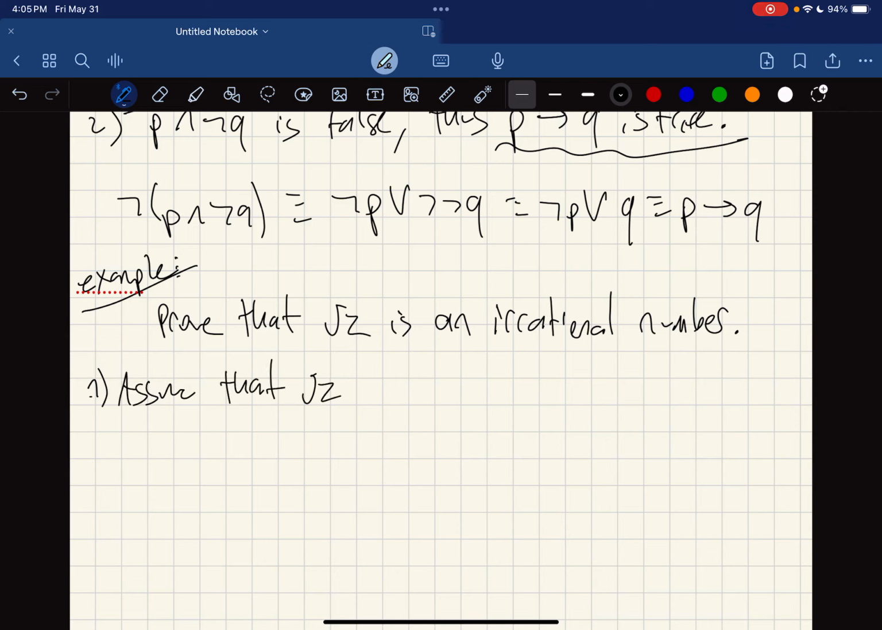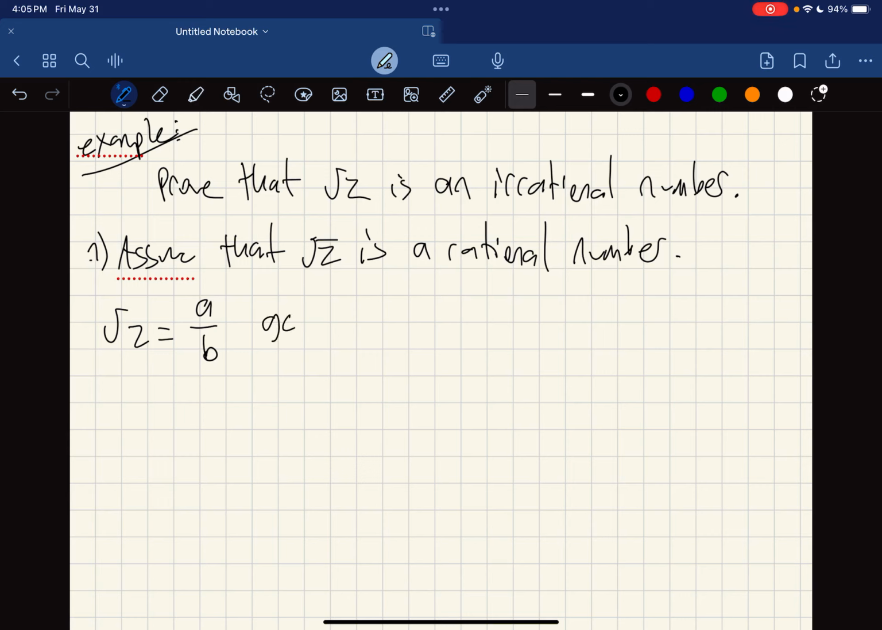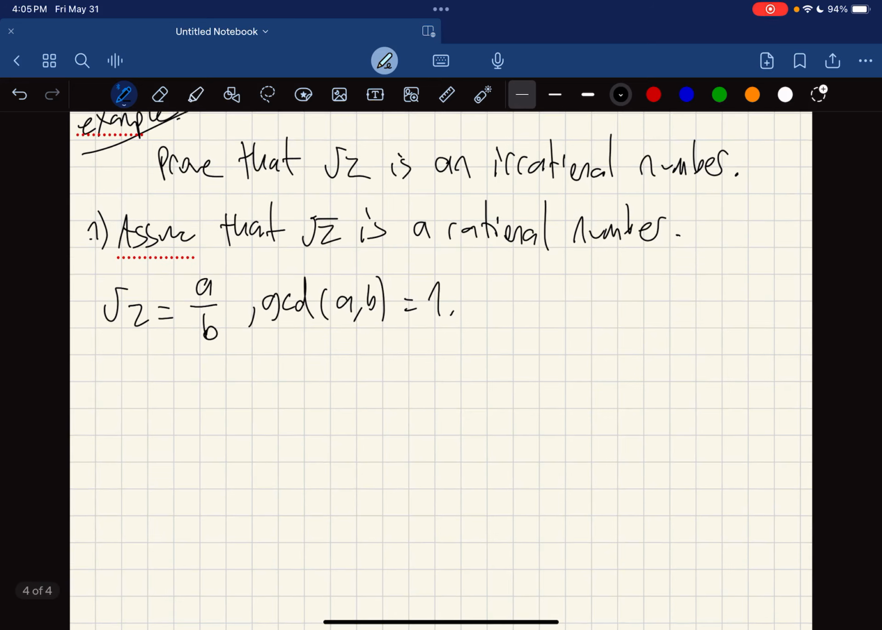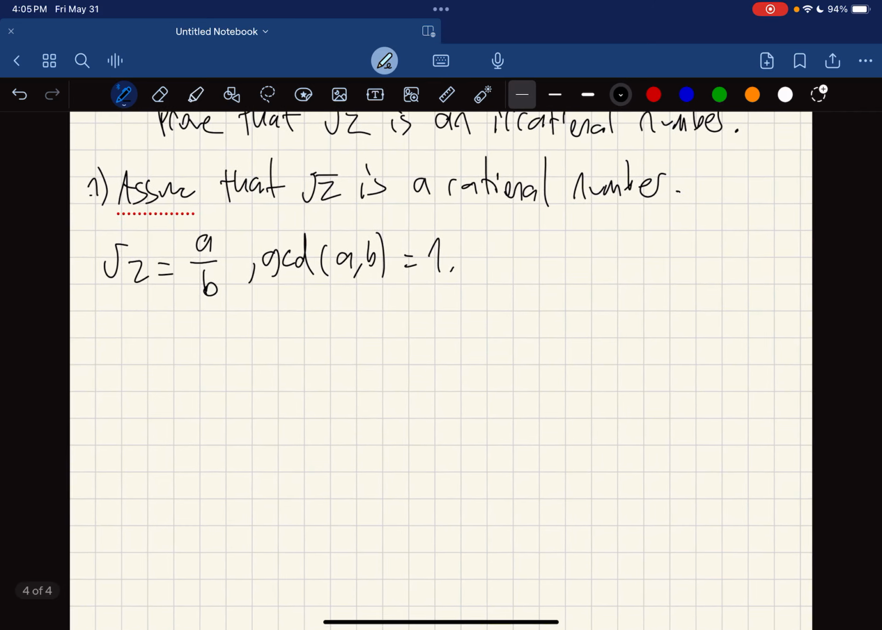By the definition of rational numbers, root 2 must be equal to a over b, where the greatest common divisor of a and b is equal to 1. a and b need to be relatively prime, which is in the definition of rational numbers. This will come in handy at later steps in this proof. When we take the squares of both sides, we get 2 is equal to a squared over b squared. And when we write it like this, we get a squared is equal to 2b squared.